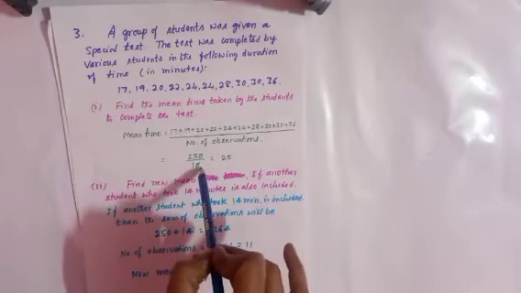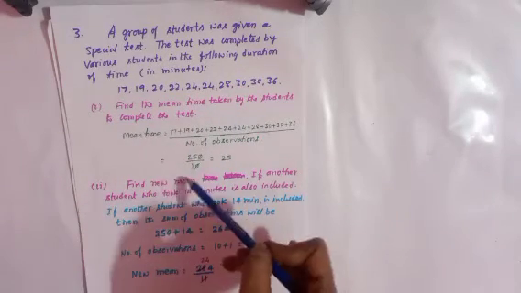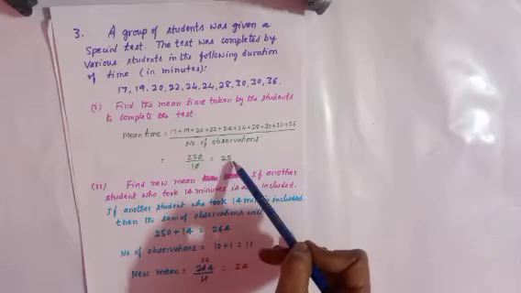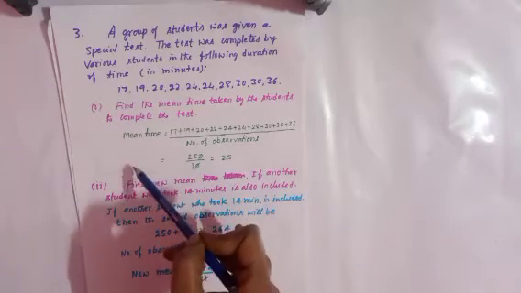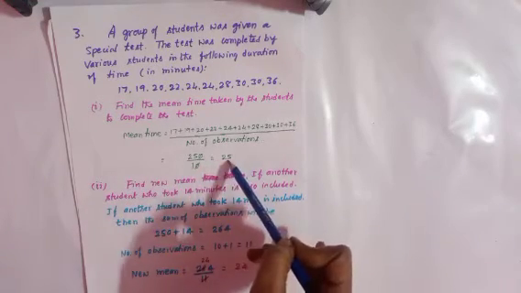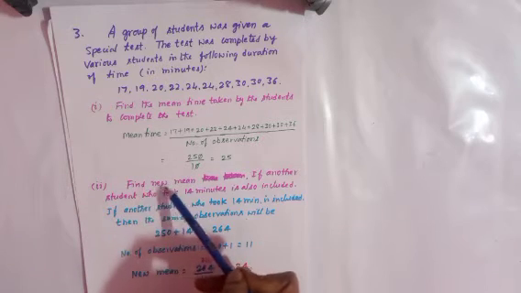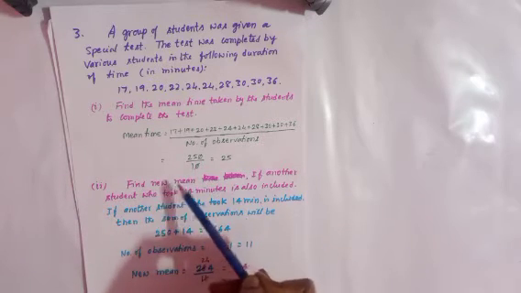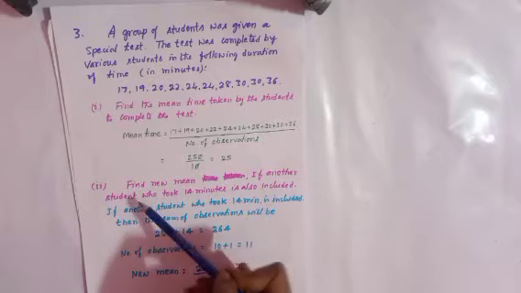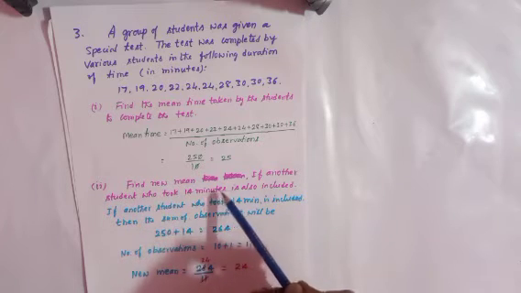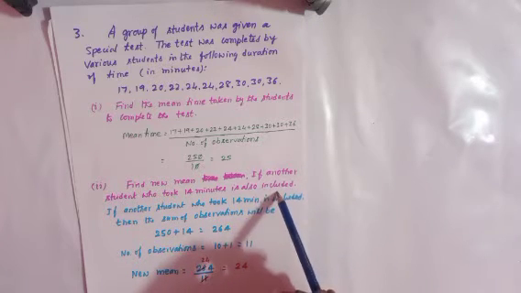The number of observations is 10. So when we divide 250 by 10, we get the answer 25. So the mean time is 25. Next question is: find the new mean if another student who took 14 minutes is also included.